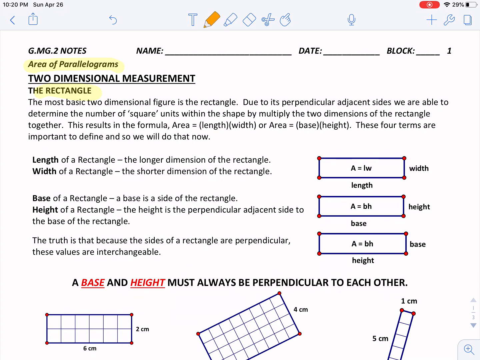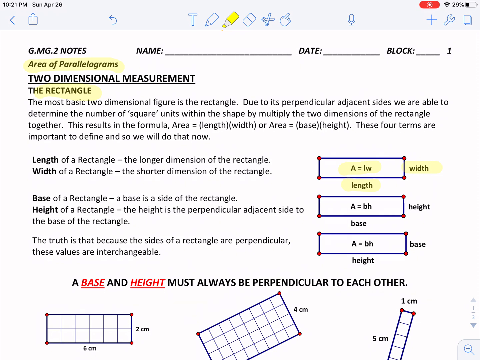Now I'm hoping that when you've talked about how to find the area of a rectangle before, you're familiar with the length of a rectangle and the width of the rectangle. Generally the length is the longer side and the width is the shorter side, and in the past you probably used that the area of a rectangle is length times width. That's perfectly fine if you want to use that.